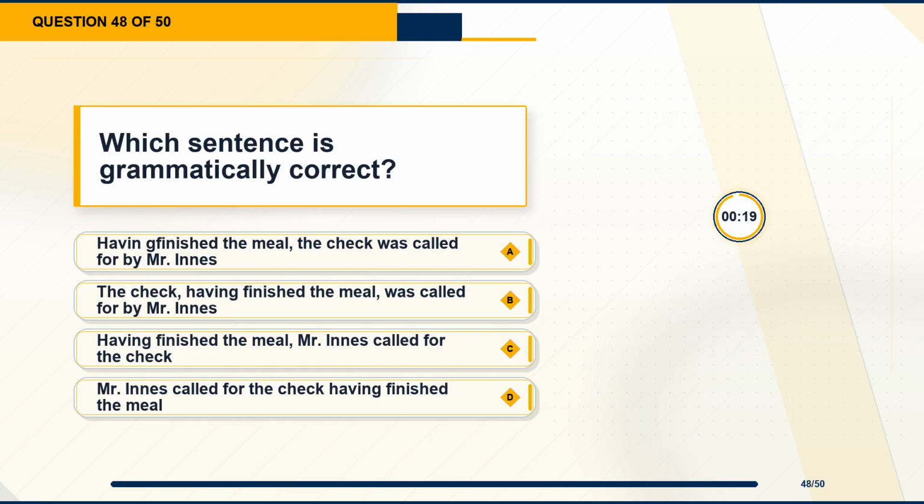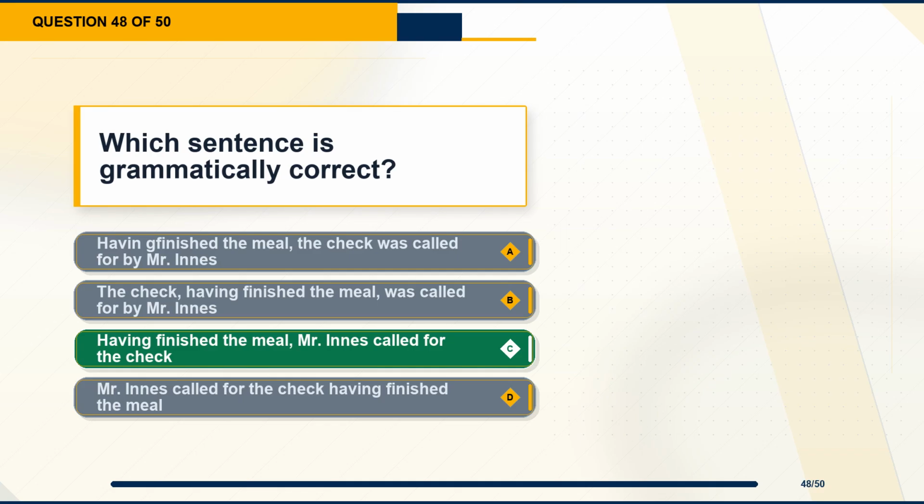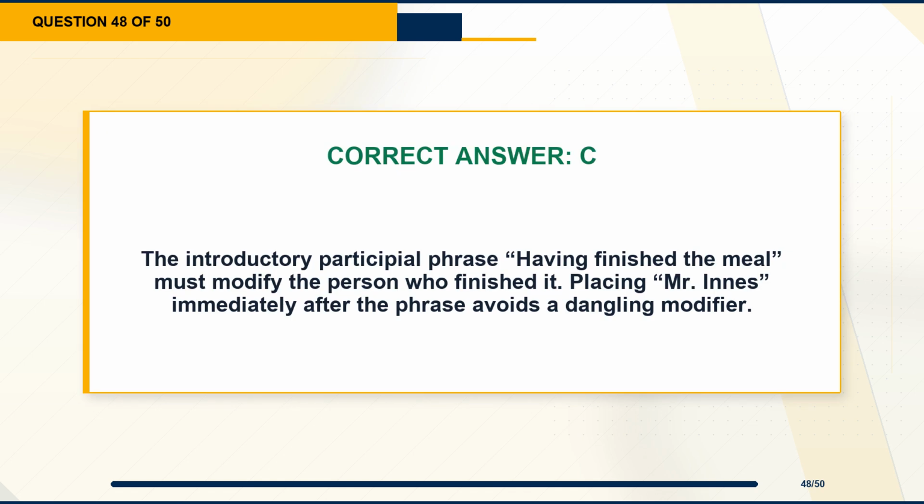Question 48. Which sentence is grammatically correct? Option A, having finished the meal, the check was called for by Mr. Innes. Option B, the check, having finished the meal, was called for by Mr. Innes. Option C, having finished the meal, Mr. Innes called for the check. Option D, Mr. Innes called for the check having finished the meal. The correct answer is option C. Having finished the meal, Mr. Innes called for the check. Explanation. The introductory participial phrase, having finished the meal, must modify the person who finished it. Placing Mr. Innes immediately after the phrase avoids a dangling modifier.